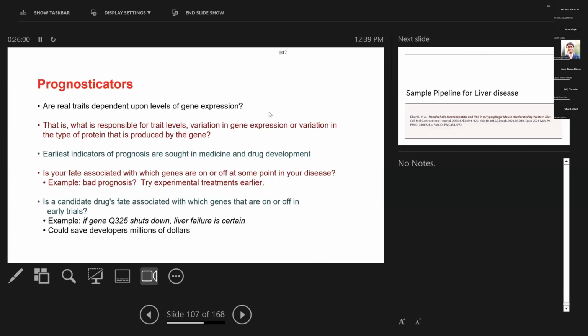So the questions are: are real traits dependent upon levels of gene expression? What is responsible for trait levels? The variation in gene expression or variation in the type of protein that is produced by the gene? And is your fate associated with genes that are on or off at some point in your disease? Or is a candidate drug's fate associated with a gene that is on or off in early trials? That's, for example, gene Q325. If it shuts down, then we have liver failure, which can save the drug companies millions of dollars.